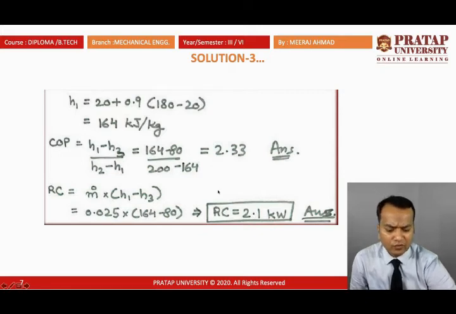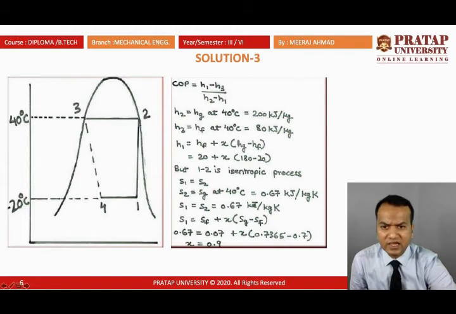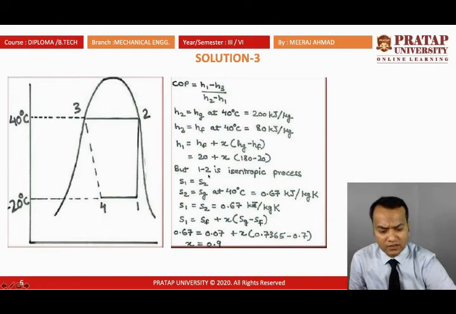So in this problem you have to first draw the TS diagram according to the question, because in the question it is given that the outlet of the compressor is saturated vapor. You can say in other words, the inlet to the condenser is in the saturated vapor state. Like that, from here you can draw the TS diagram. Then you find the value of H1: first you find the value of X from S1 is equal to S2, then put the value of X in H1. Then you find the COP.